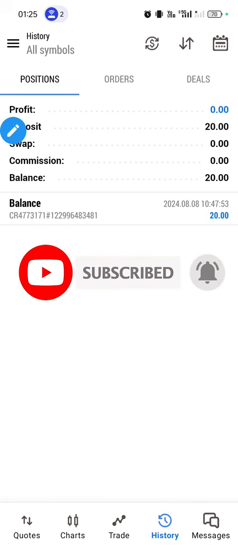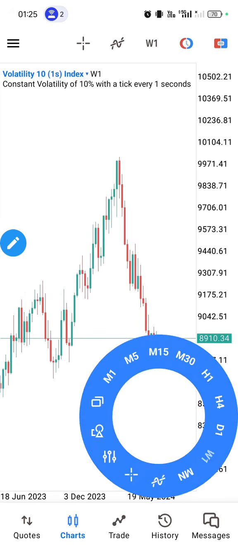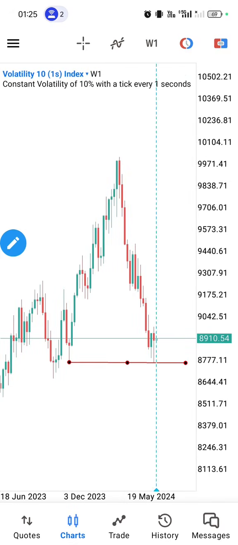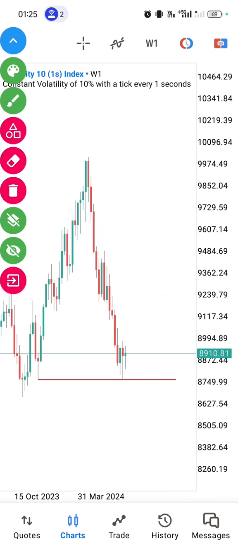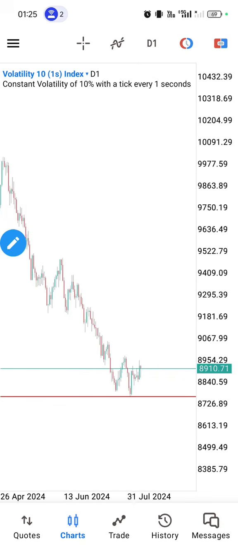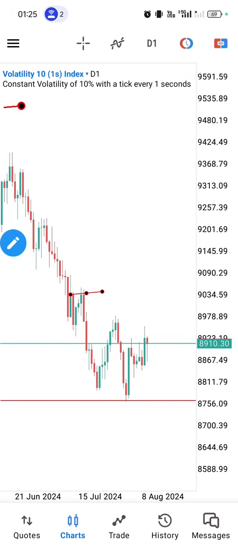Okay, so there's the 20 USD that was deposited, and we start off on the weekly time frame. Now, I want you to notice the two equal lows that were created, and of course they contain sell side liquidity, and we know that price has to head towards the sell side liquidity. Now, how did price go down to form the two equal lows?